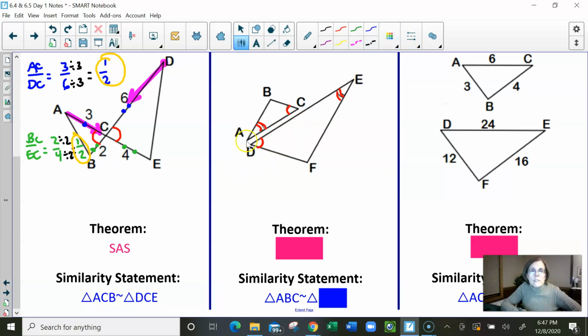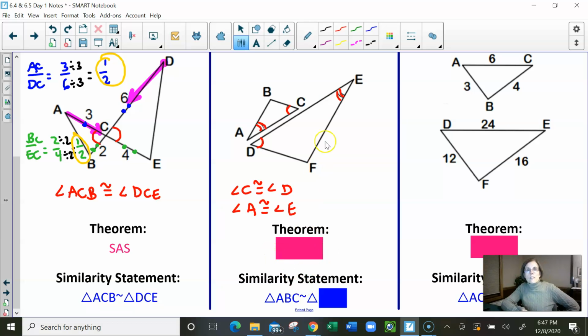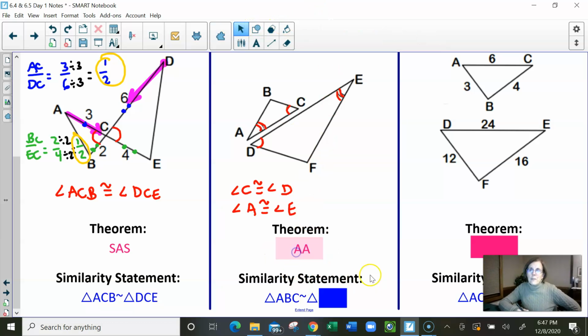I have angle, and I should probably write that over here also, that angle ACB is congruent to angle DCE, because I need to show that my 2 sides are proportional and my angles are equal. And then let's write these. I have angle C is congruent to angle D. Those are listed with 1 arc mark. And angle A is congruent to angle E. This will help us write our similarity statement also. So what's the theorem? That would be angle, angle.